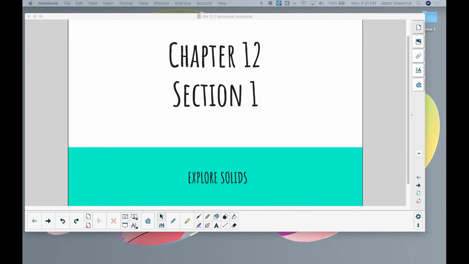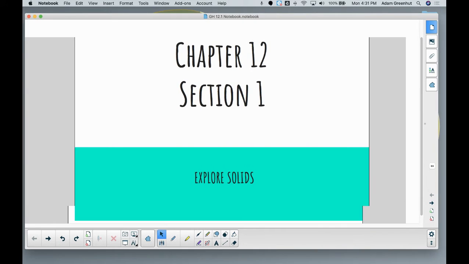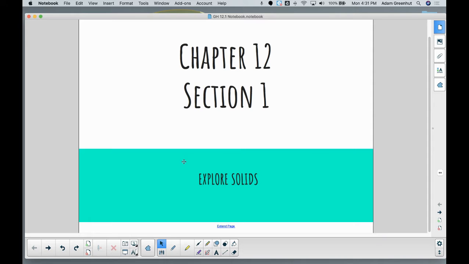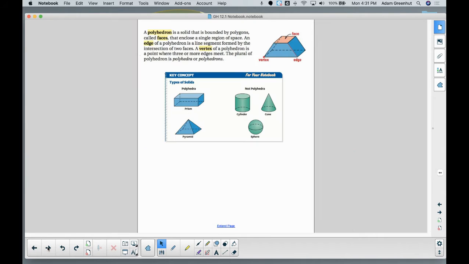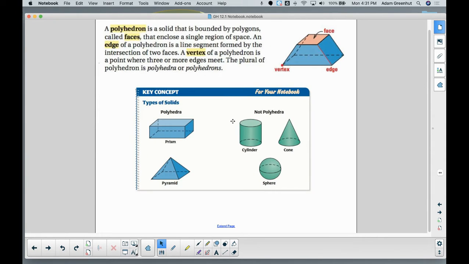All right, chapter 12 is where we're at right now. We're going to start exploring some three-dimensional solids today. Starting off, a polyhedron is a solid bounded by polygons. It's basically a three-dimensional figure where all of the sides are polygons, flat surfaces.